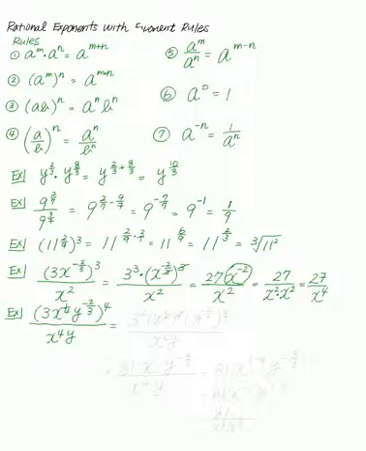Now up top in the numerator, that exponent is going to apply to all 3 bases. The 3 is going to be raised to the 4th power. X to the 1/4 also gets a 4th power. And the y to the negative 2/3 also gets a 4th power. All the bases get a 4th power. Down below it stays exactly the same.